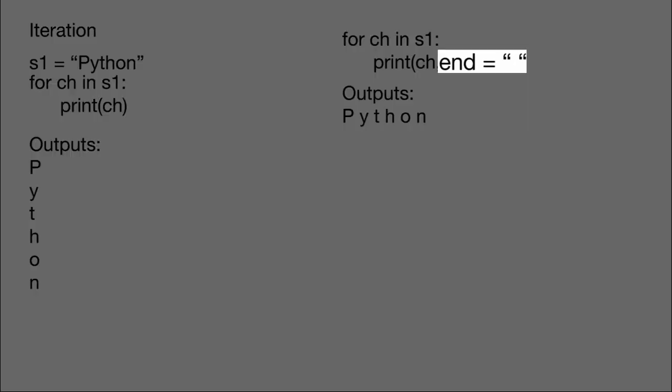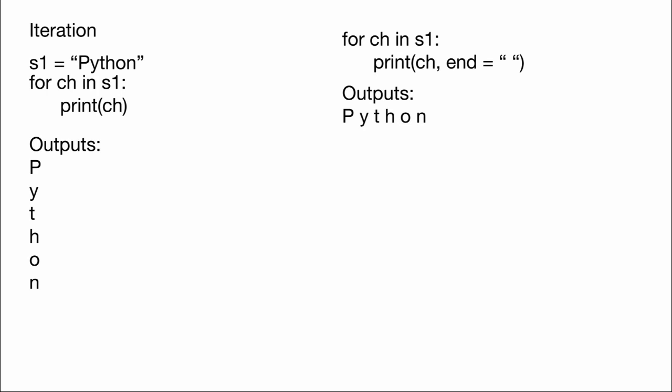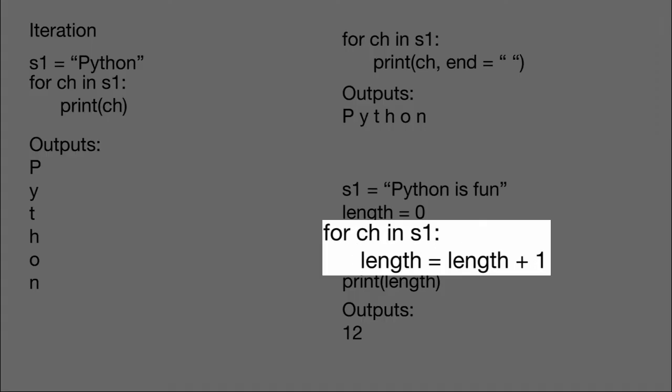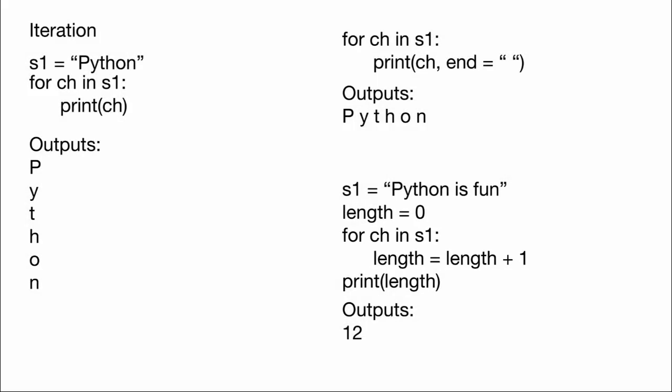If we use end equals a space when printing them, it would output each character on the same line separated by a space, instead of going down to the next line. We could iterate over the string and use the accumulator pattern to add 1 for each character, so when the loop ends, the variable length would tell us the number of characters in the string. While this would work, if you want the length of the string, you should use the len function as we saw earlier. In this example, we did not use the loop index variable ch in the body of the loop. In most cases, your loop body will use the loop index variable, but as this example shows, not always.